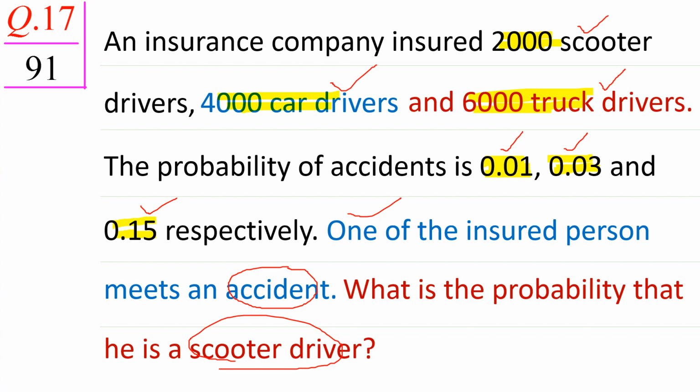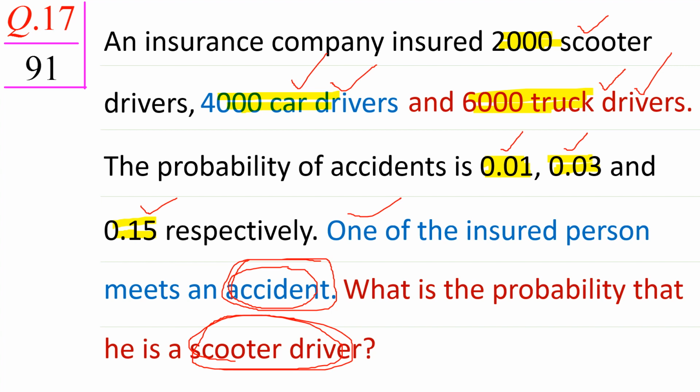We know that a scooter driver may meet an accident, or truck drivers may meet an accident, and similarly car drivers. But we are asked what is the chance that the scooter driver, given that the accident has already occurred. So accident is the first event. Happening accident is the first event, and we want to know what is the chance that the insured person who meets an accident is a scooter driver.